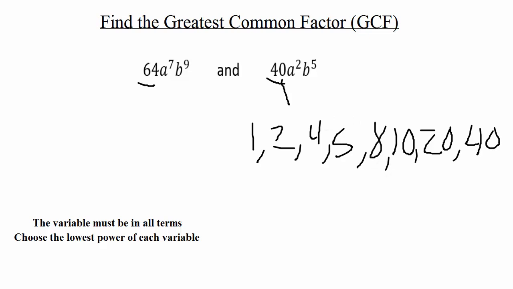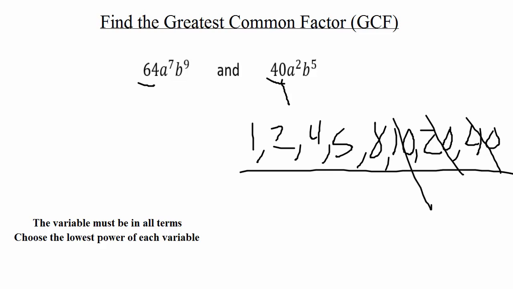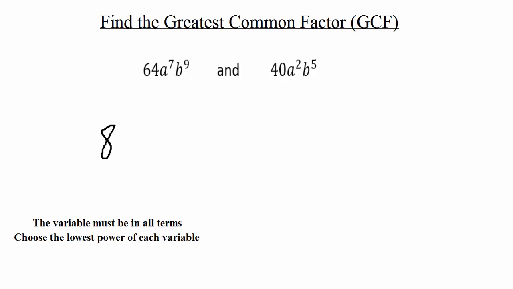And what we're looking for is what is the greatest factor out of all of these that would go into 64? Well, 40 doesn't go into 64, 20 doesn't go into 64, 10 doesn't go into 64, but 8 does. So I can say that my greatest common factor as far as my numbers are concerned is an 8. So then let's take a look at our variables.